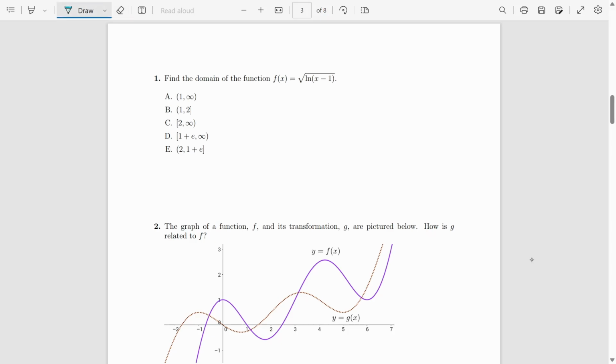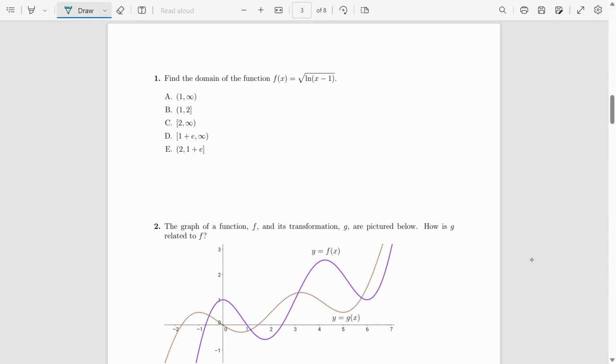For this problem, you always start in and then work out. So we're going to start with the inside here, ln of x minus 1, and then after that, figure out what to do with the big square root. We're just going to figure out the inside for now.